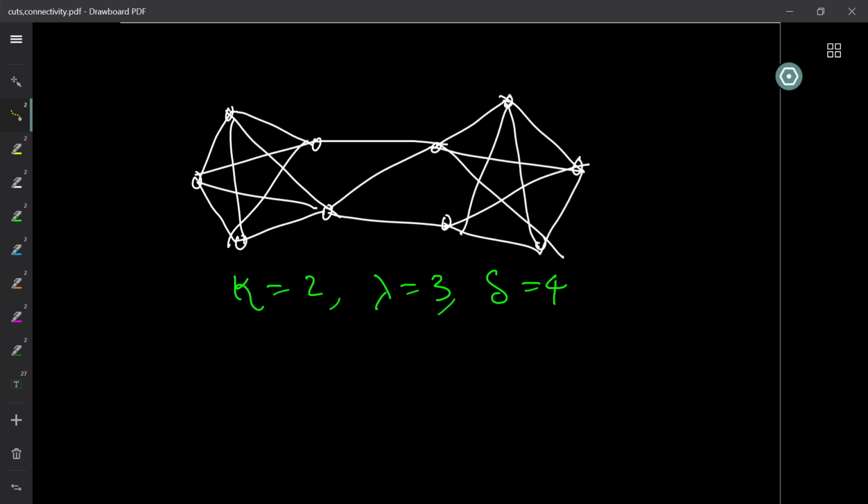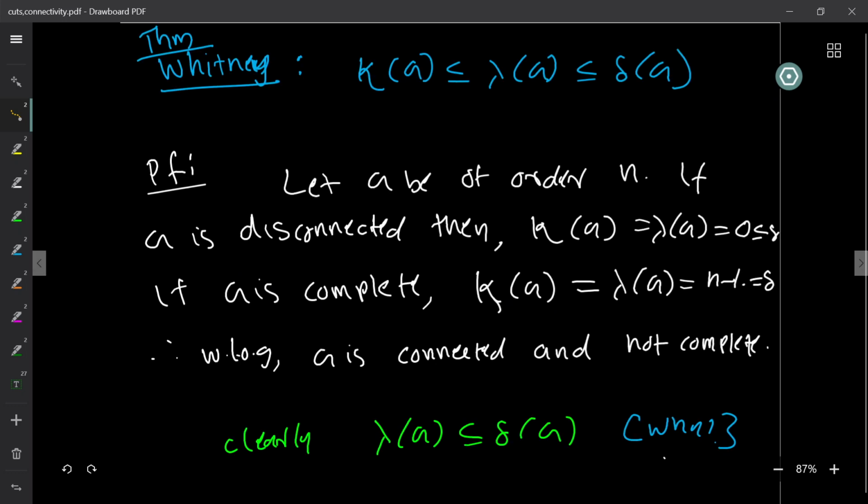Now, if you look at more and more examples, you will see that this relation always holds. That the vertex connectivity is upper bounded by the edge connectivity, which is also upper bounded by the minimum degree. So this is the theorem of Whitney, 1932 or something, I think, that the vertex connectivity is less than or equal to the edge connectivity, which is less than or equal to the minimum degree. Now, how do you prove this? Okay.